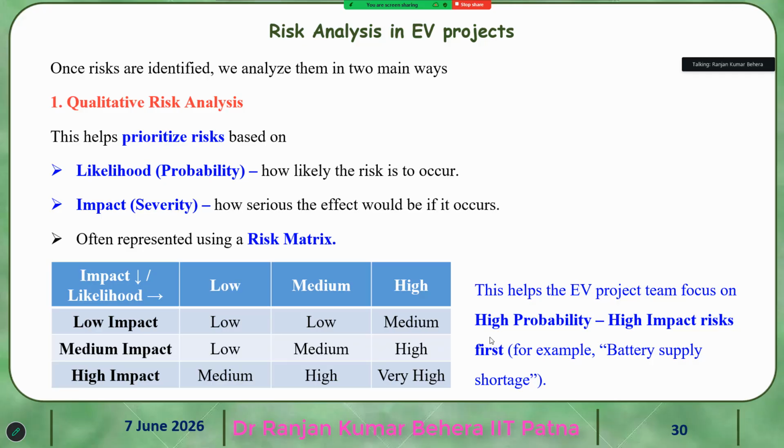Low impact and low likelihood gives low, then medium; this is the matrix. And you will see that high impact and high likelihood gives very high. That means the project team can give priority first to the high impact, high probability risks.